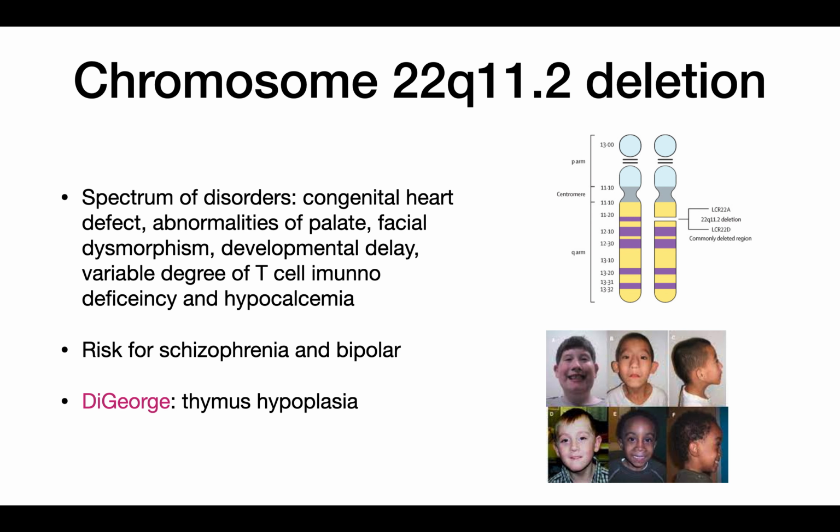Chromosome 22q11.2 deletion. So it's a deletion on the q arm. There's a spectrum of disorders. The famous one is DiGeorge syndrome, which is thymus hypoplasia.